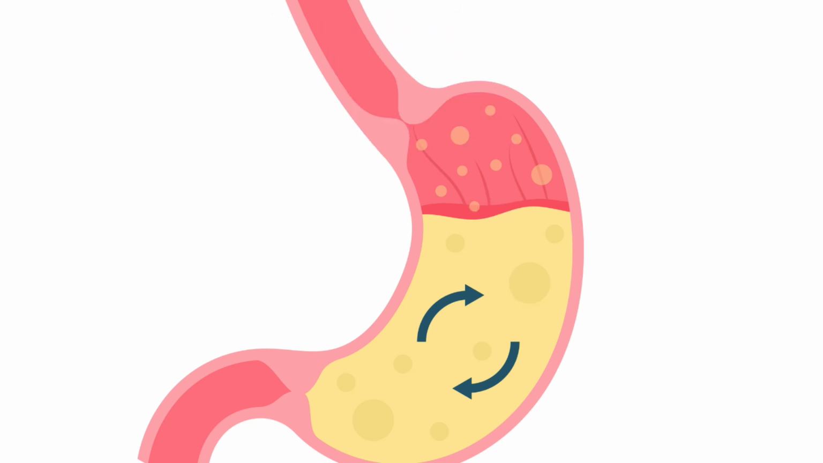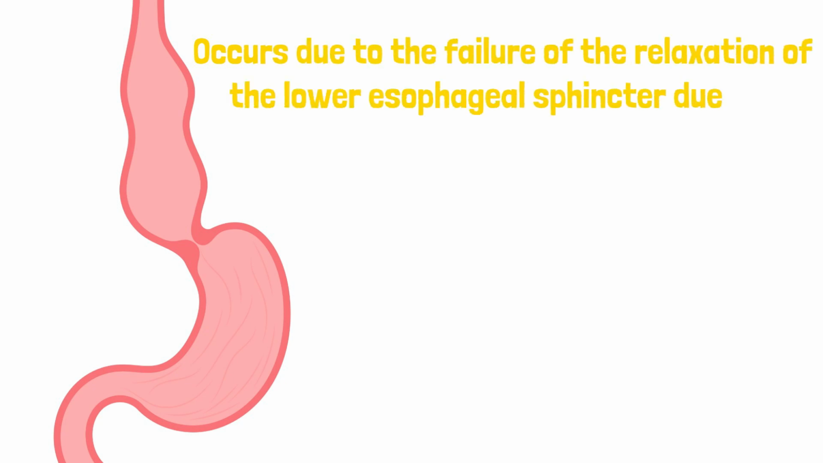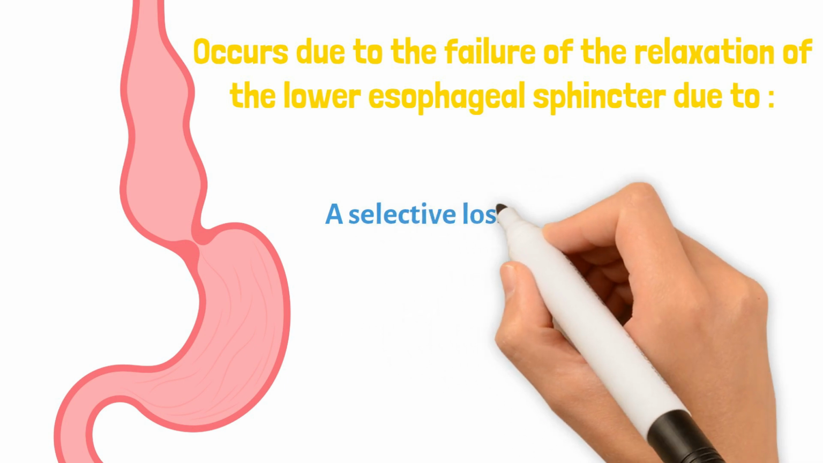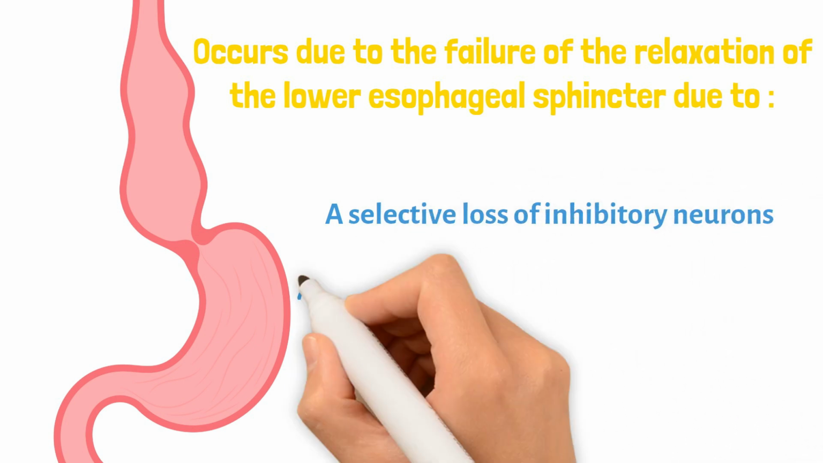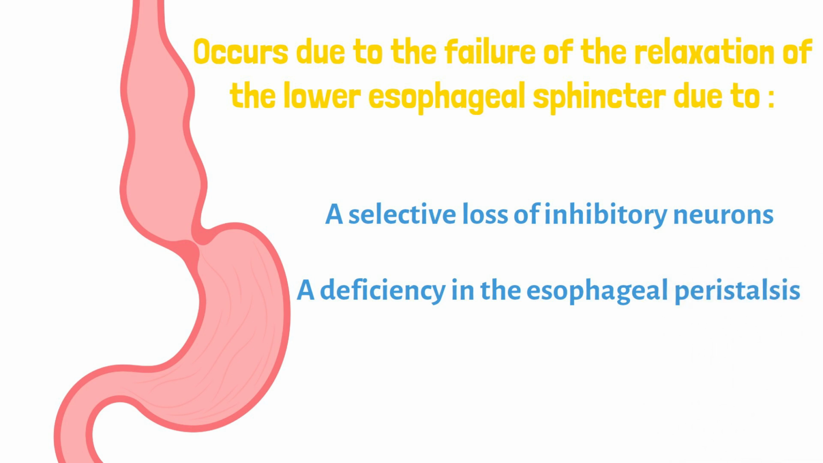In Achalasia Cardia, this occurs due to the lower esophageal sphincter failing to relax. This could be due to a selective loss of inhibitory neurons and ganglion cells in the myenteric plexus, or due to a deficiency in esophageal peristalsis. When the lower esophageal sphincter doesn't relax, food can get stuck and accumulate at the lower esophageal junction and the esophagus can become massively dilated. So the patients can present with regurgitation and dysphagia.